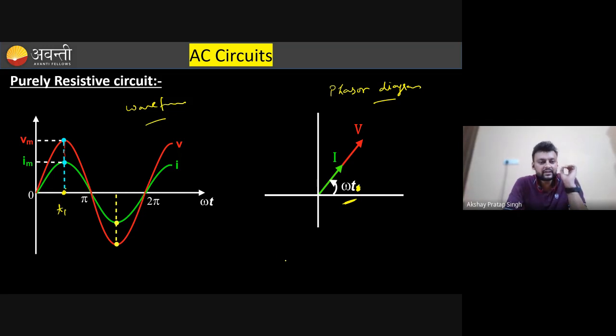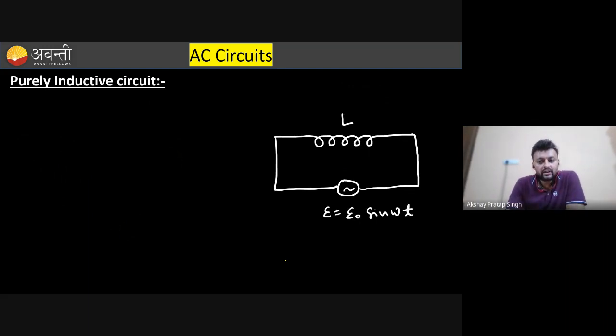Moving further for the next circuit, this is purely inductive circuit. What is purely inductive circuit? In which only an inductor is there. This is the inductor, and a purely inductive circuit is something like that. This L is what? Inductance. You have learned about inductors and inductance in previous chapter, like in EMI.